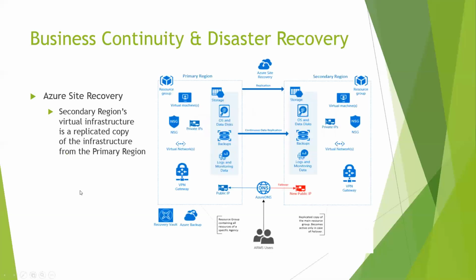Site recovery is what this failover is called. Azure Site Recovery means the secondary region's virtual infrastructure is a replicated copy of the infrastructure from the primary region. So as we showed on the diagram earlier, everything from the left-hand box is continuously replicated to the right-hand box. The process of failing over becomes a matter of updating DNS records to tell it to use a different IP address to log you into your ARMS system. And that's a DNS record that our team manages, not your local team, so you don't have to worry about telling them to do that.